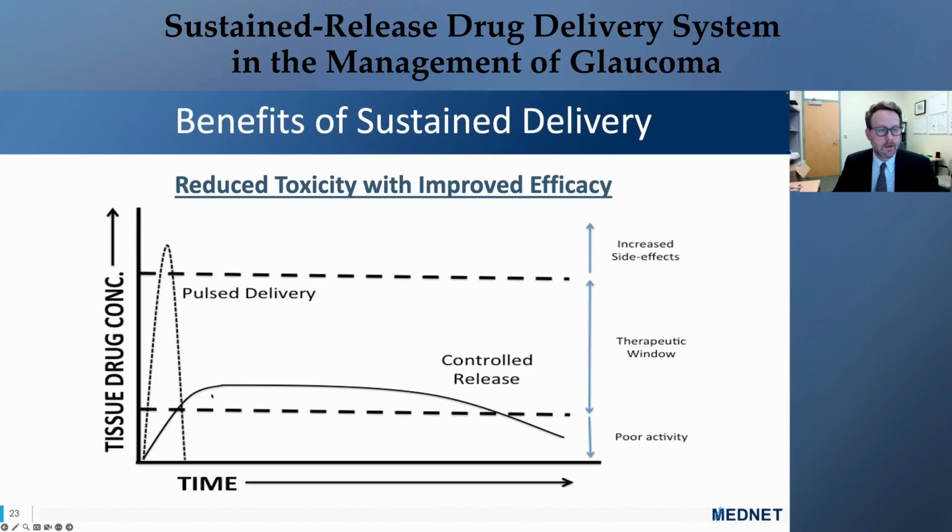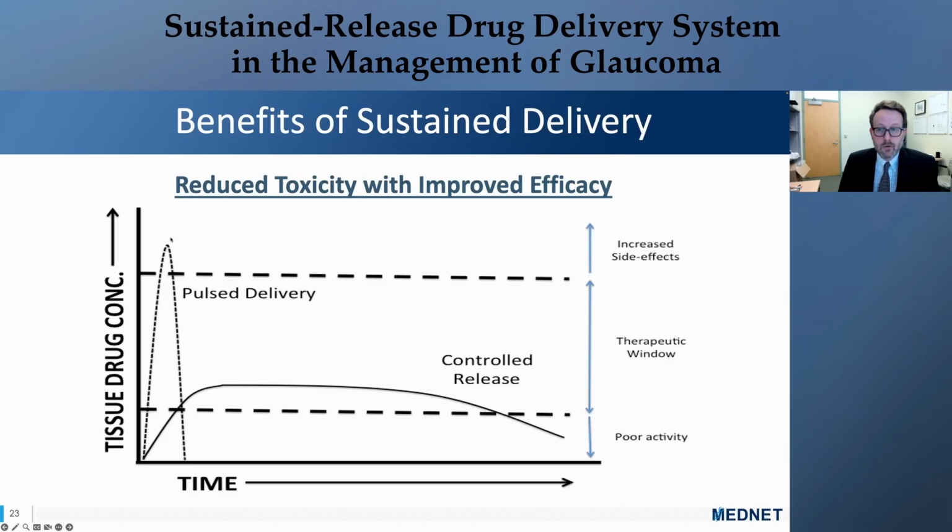So when we give an eye drop, here shown as pulse delivery using this hatched line, we have tissue drug concentration on the y-axis and time on the x-axis. When we give an eye drop, we give a very large dose of medication and really try to force it into the eye using a pulse delivery. This means that we're delivering therapeutic levels of medication over a brief period of time in order to get drug within the eye that's within the therapeutic window.